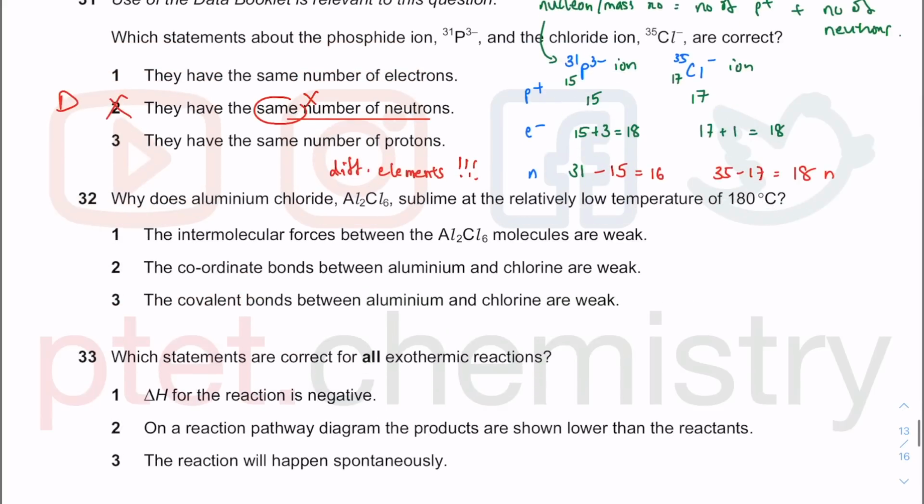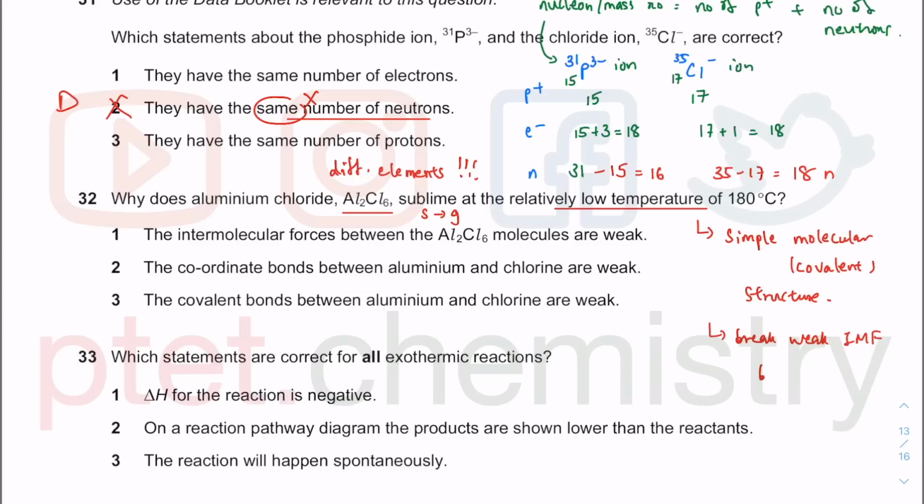Question 32, we have aluminium chloride, and we know it sublimes. Sublime is going from solid to gas straight away, at relatively low temperature. They're not saying that it has a very high melting and boiling point, they just say relatively low. That tells you that AlCl6 has a simple molecular, or if you don't like simple molecular, you can use the term simple covalent structure. So as we sublime, we just need to break the weak intermolecular forces between the molecules. That is why it doesn't require a lot of energy to overcome these weak intermolecular forces.